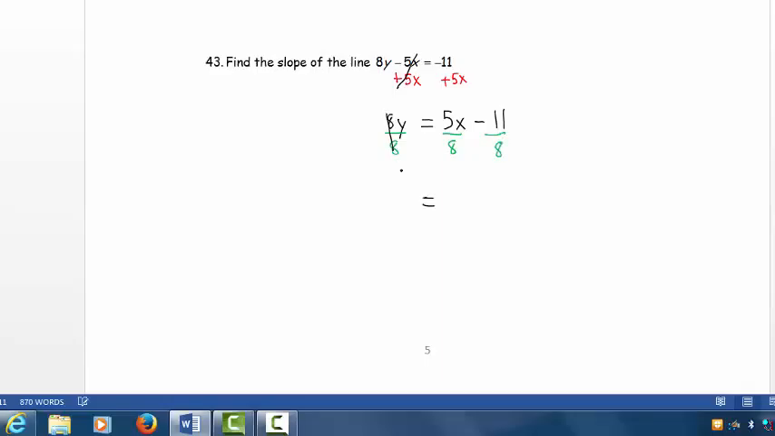8 divided by 8 is 1. We have y equals, this is equivalent to writing 5/8 times x minus 11/8. This equation is in y equals mx plus b form. M is the number multiplied with x. M, or slope, in this case is 5/8. Let's check the answer key.